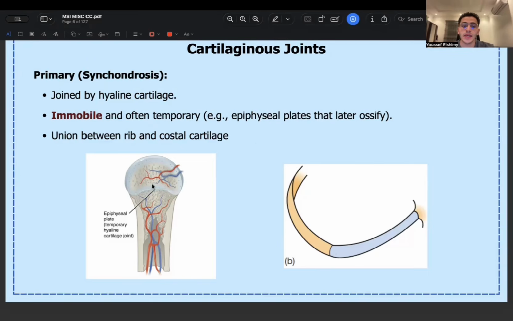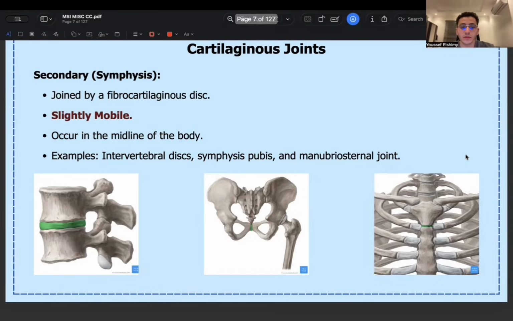And an example is the epiphyseal plate joining the epiphysis and the diaphysis, and the union between the rib and the costal cartilage. Then we have the secondary cartilaginous joints. They are also called symphysis. You have to know that they are joined by a cartilaginous disc.